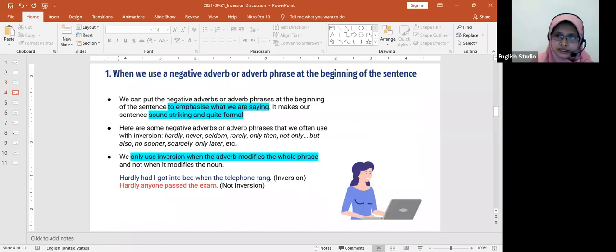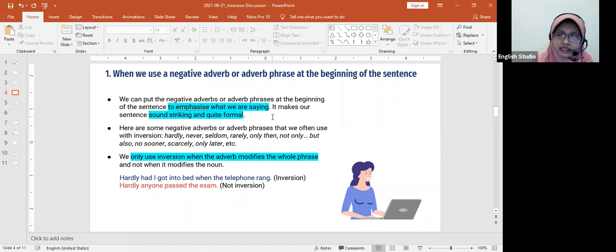I'm sure you have already taken a look at the assignment that I sent to you on the Telegram group. I have already sent the introduction for tonight's materials. The first one is when we use a negative adverb or adverb phrase at the beginning of the sentence. So yes, we can invert or reverse the sentence that started with a negative adverb or adverb phrase to emphasize what we are saying. It also makes the sentence sound striking and quite formal.